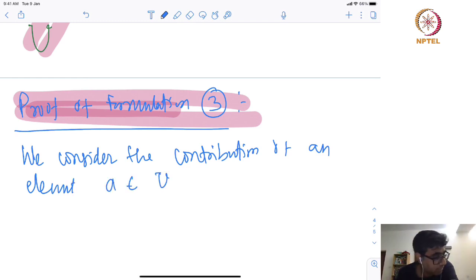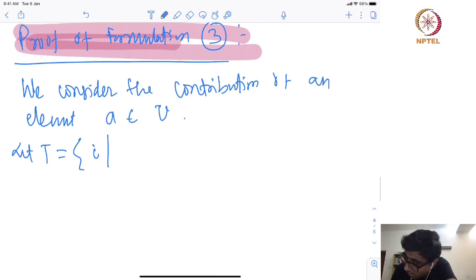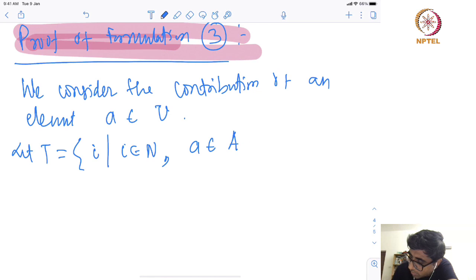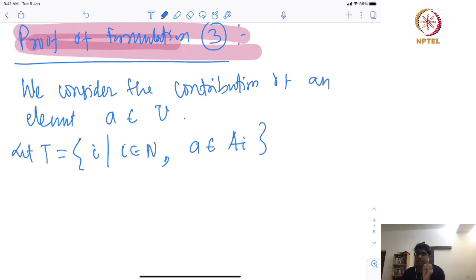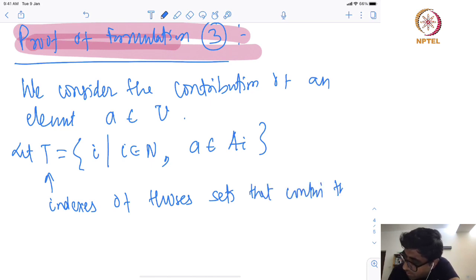And how do we go about proving this? Very simple. You look at this index set T. What is this T? It is the set of i belonging to [n], the index set, with the property that a belongs to the set A_i. So T is precisely the indices of those sets A_i that contain the element a.